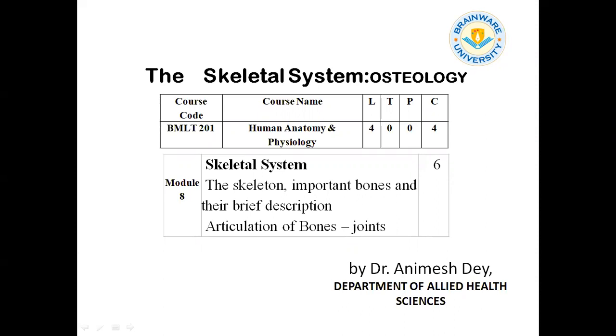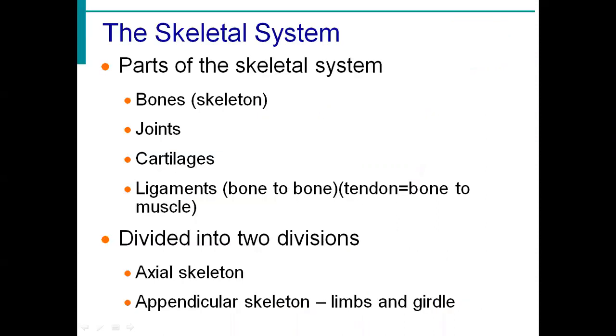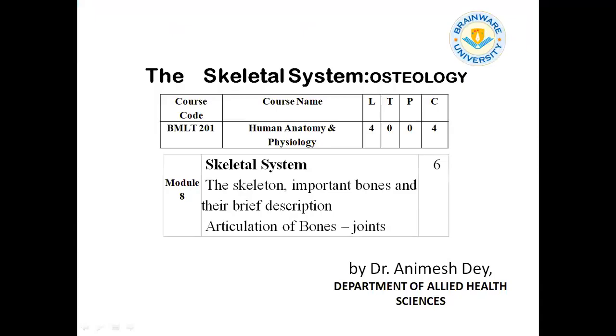This is included in your Module 8 of Human Anatomy and Physiology paper. The summary of the skeletal system is described in the following topics, which are the skeleton, important bones and their brief description, overall idea of histology of bone, and articulation of bone, which is joint.